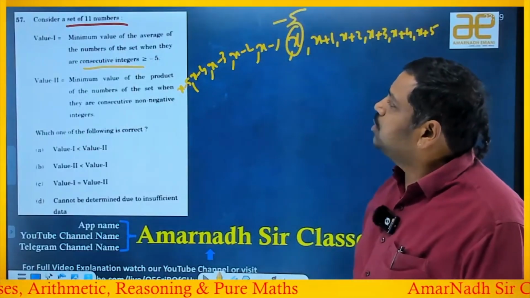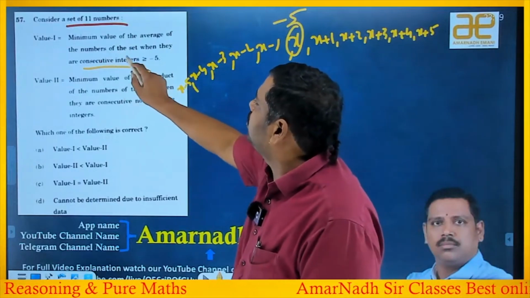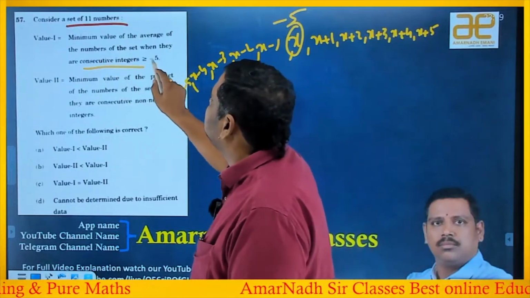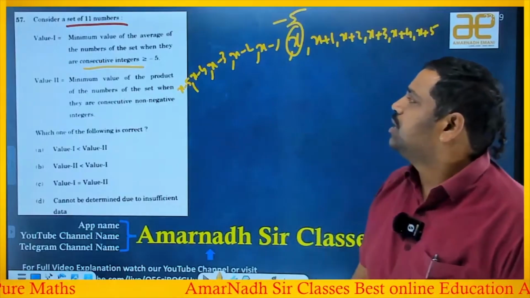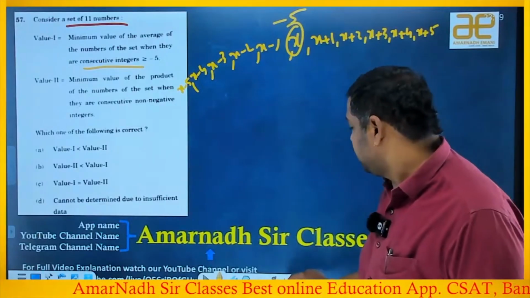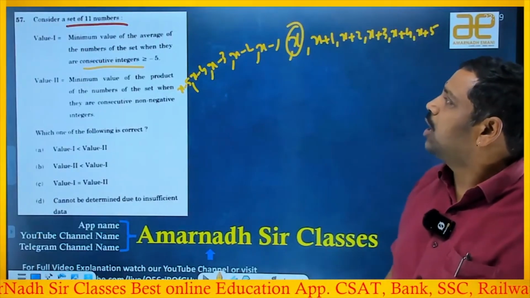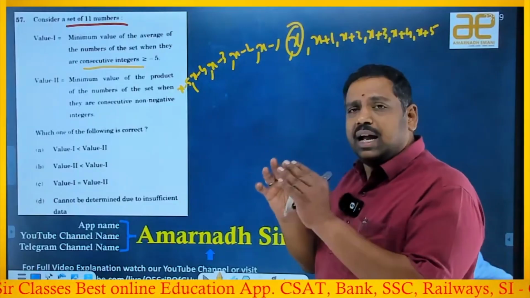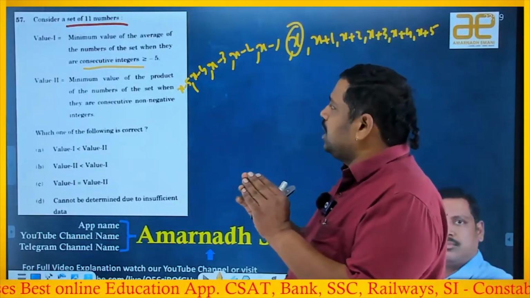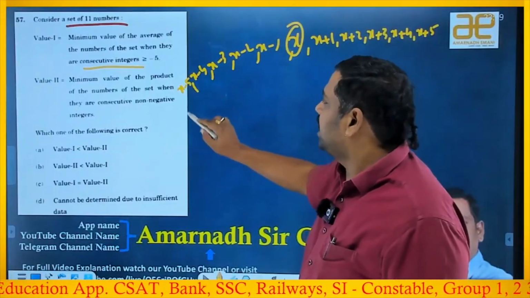Okay. So, you want the minimum value of the average of the numbers, when they are consecutive integers, each is greater than or equal to -5. Each number is greater than or equal to -5, right? No, he is not specifying that the average is -5. Each number is greater than or equal to -5. Minimum value of the average. If the average needs to be minimum, definitely this value should be minimum, right? So this is the minimum value that we have to take, x minus 5.